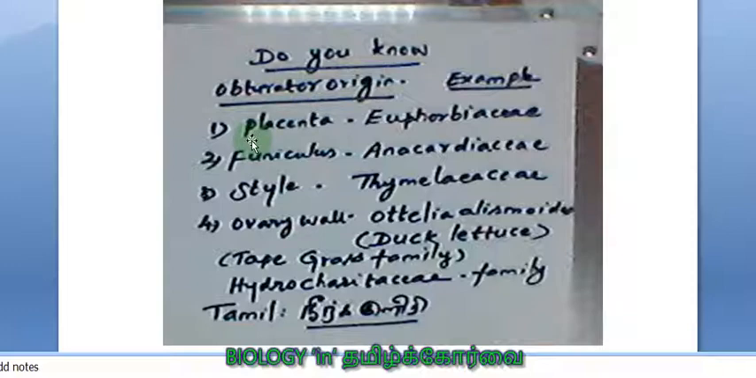So the obturator originates from the placenta in the case of the Euphorbiaceae family, the funiculus in the case of the Anacardiaceae family, the style in the case of the Thymelaeaceae family, and the ovary wall in Ottelia alismoides. Ottelia alismoides is not a family but a plant name. Its common name is duck lettuce. It belongs to the tape grass family, and in Tamil it is called Neer Kuliri. So these are the points about the obturator.